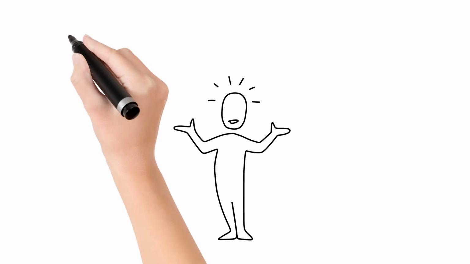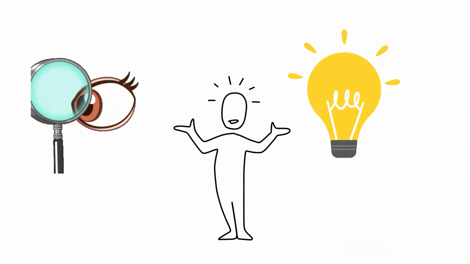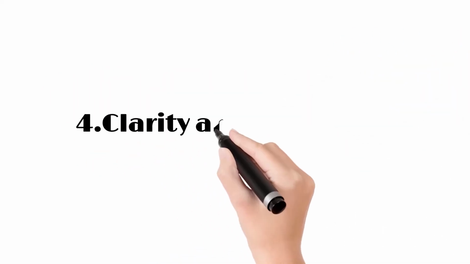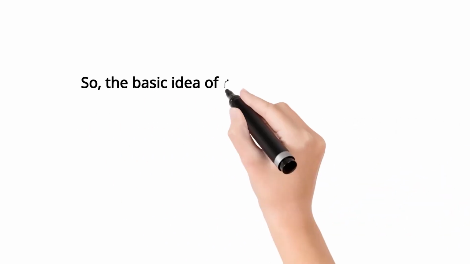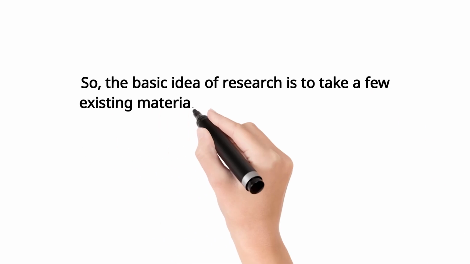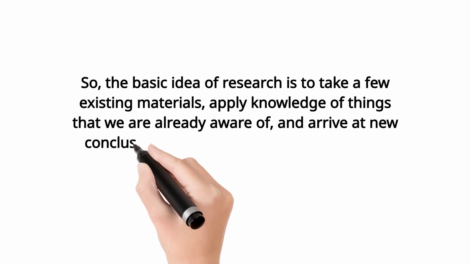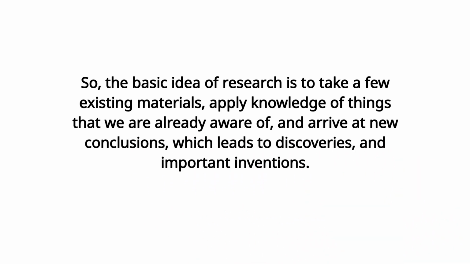So far we've seen 3 modules where we got to know a lot more about the values and significance of research. Now in module 4, we're going to see about clarity and evaluation. The basic idea of research is to take a few existing materials, apply knowledge of things that we are already aware of, and arrive at new conclusions, which leads to discoveries and important inventions.